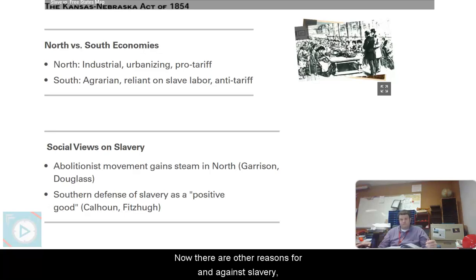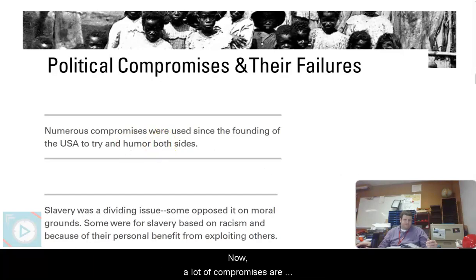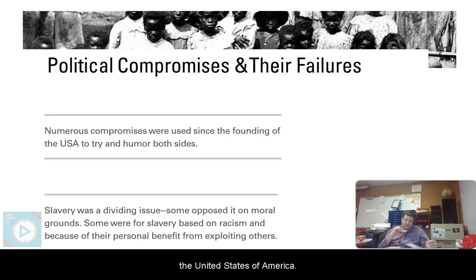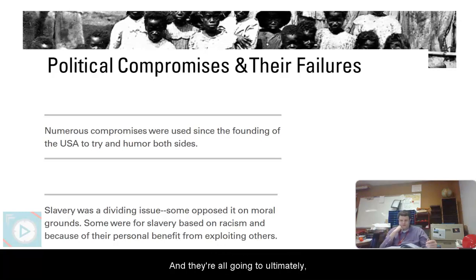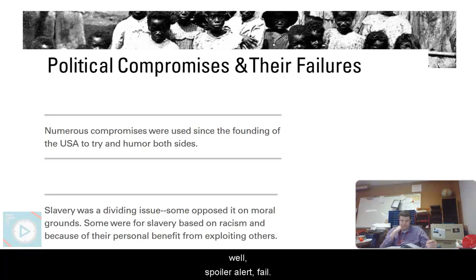Now, there are other reasons for and against slavery, but let's just keep it to the introduction and keep things rolling along. A lot of compromises are going to be tried going all the way back to the founding of the United States of America, and they're all going to ultimately, well, spoiler alert, fail.